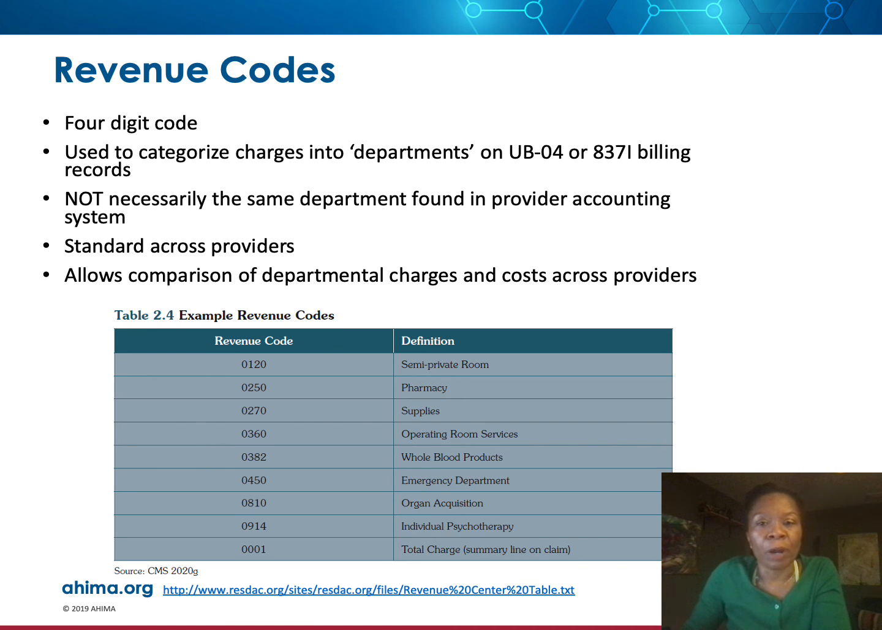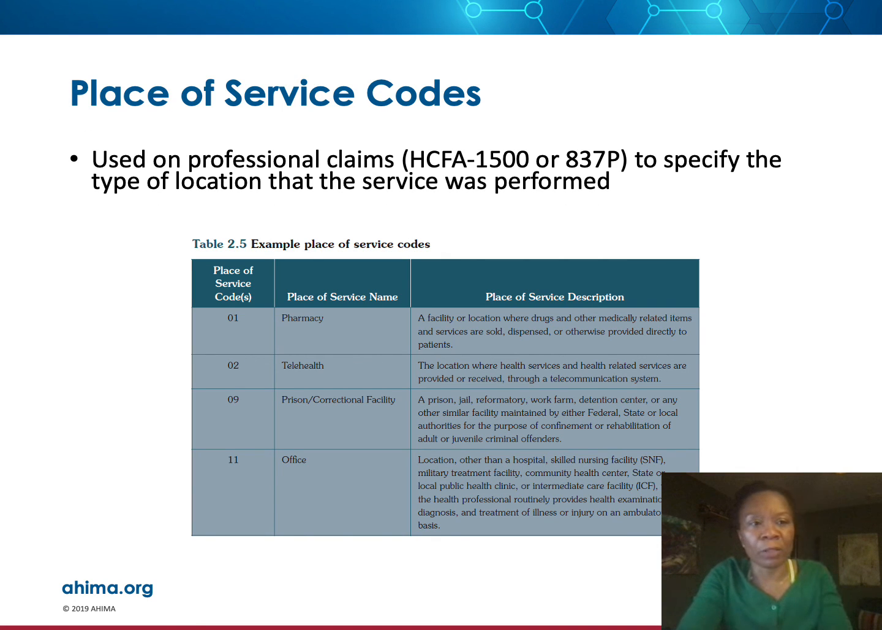And these codes are used on professional claims to specify the entity or location where the services were performed. So take a look at revenue codes, and then also take a look at the place of service codes. These codes are used on professional claims to specify the type of location where the services were performed. And I just spoke of that earlier. Let's quickly move on.